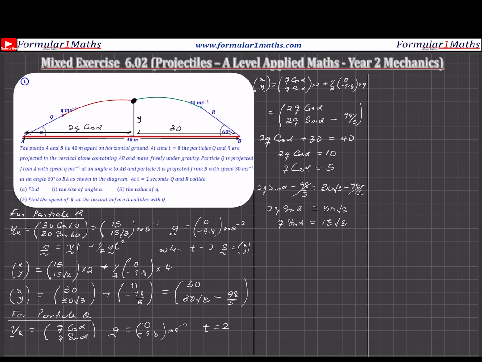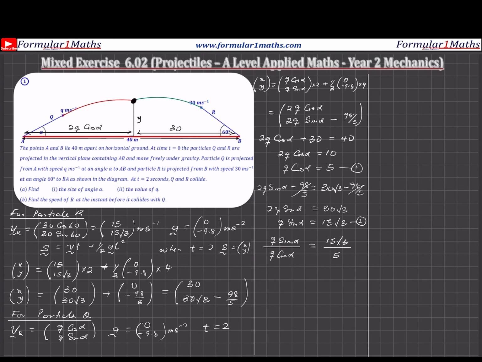So I've got two equations that I can solve simultaneously. This is equation 1 and then equation 2. So I'm going to solve those two simultaneously. And so I can have q sine alpha divided by q cos alpha will be equal to 15 root 3 over 5.